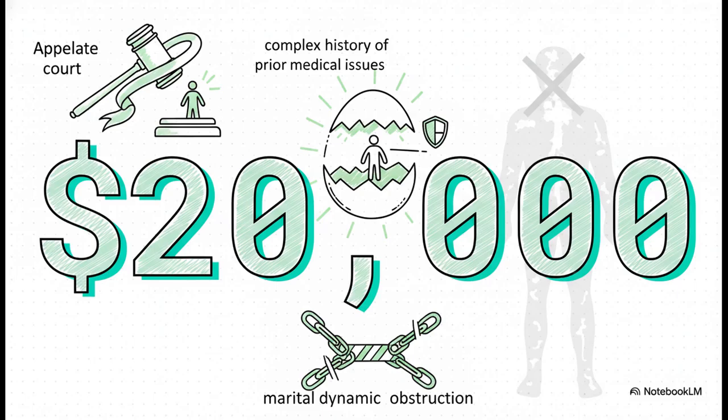Now, Walmart tried to argue that Mrs. Spangler had a complex history of prior medical issues, implying the marriage was already strained anyway. But remember the eggshell plaintiff rule. A defendant takes their victim as they find them. Pre-existing medical conditions do not magically erase a tortfeasor's liability for inflicting new disruptions on a marital dynamic.